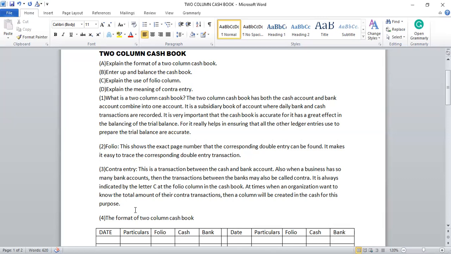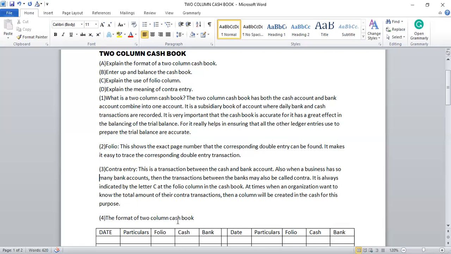So normally in the cash book, the folio column is indicated by the letter C. But at times, when an organization wants to know the total amount of the contra entries, they create a column purposely for it. Let us continue.